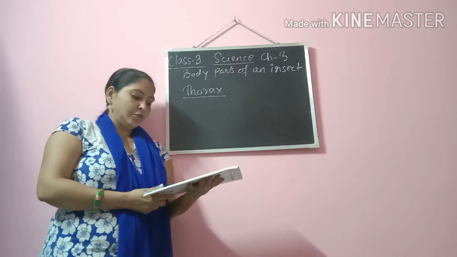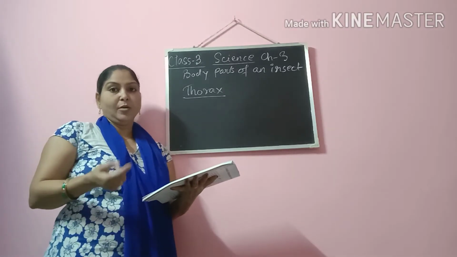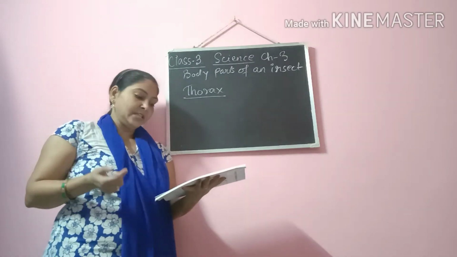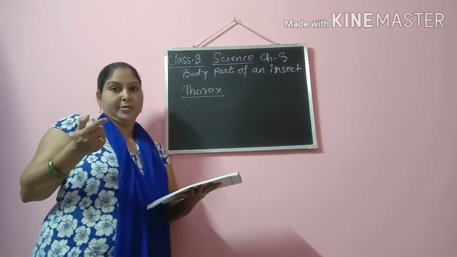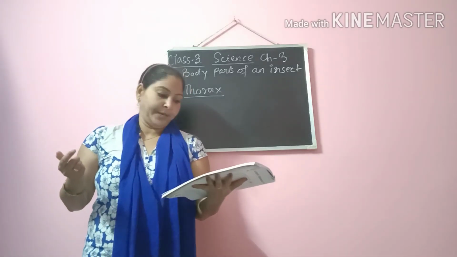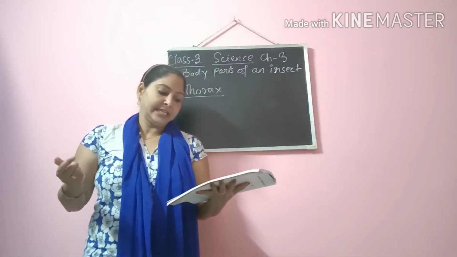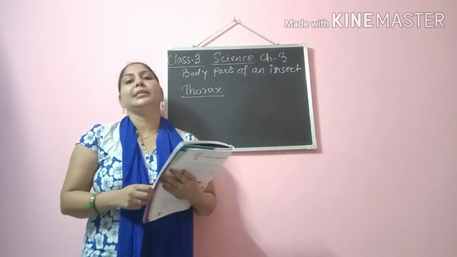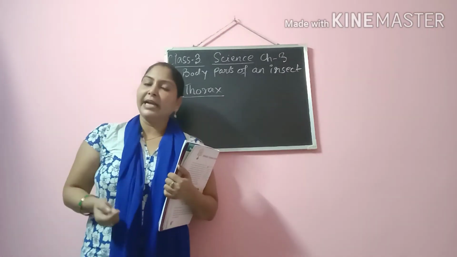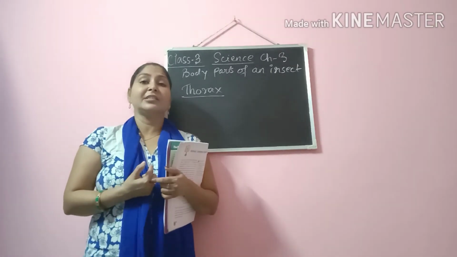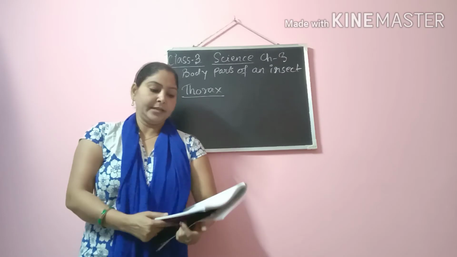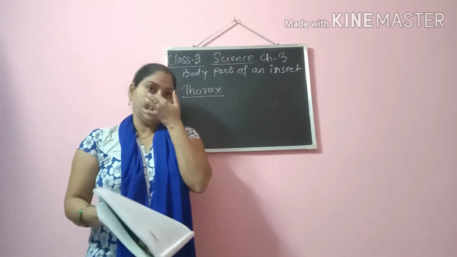Then this thorax also bears wings, but not all insects have wings. Most insects have 2 pairs of wings, but a few like butterflies have only 1 pair. Some insects like ants and fleas do not have wings at all. I told you, among the ant category also there are big ants which have wings, and they can fly. Alright, so this is all about the thorax.